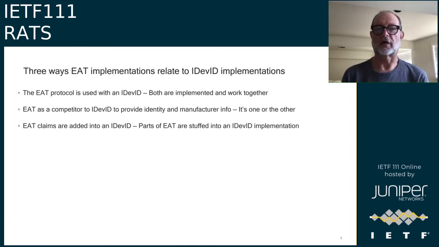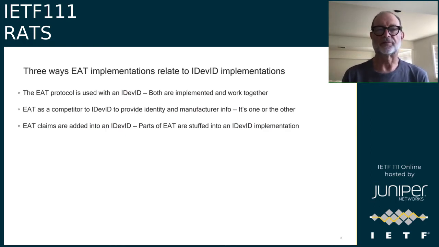They both provide the identity of the device and a little bit of manufacturing information. It's one or the other. In this case, I think IDevID gets used with EAP. Then the third case is you take the EAT claims and stuff them into an IDevID. So they're both implemented, but EAT's not really a protocol. It's more just a set of claims that are put into an IDevID.